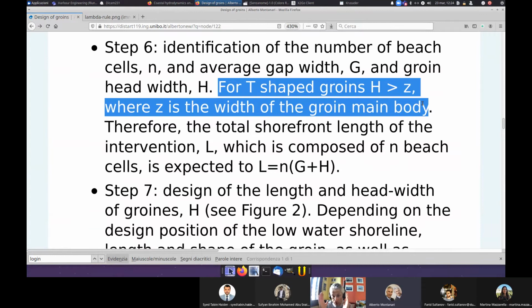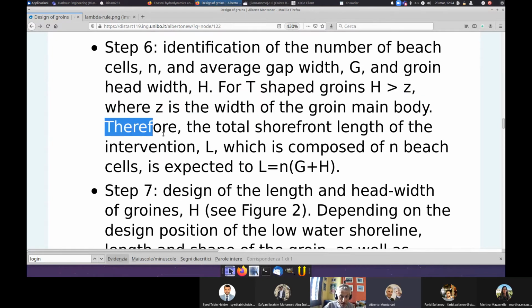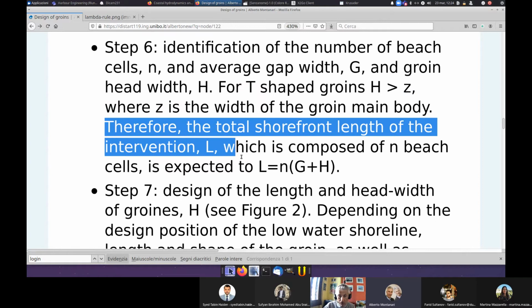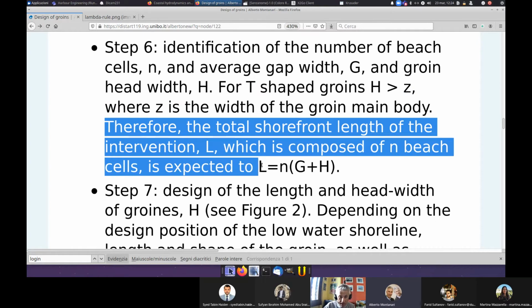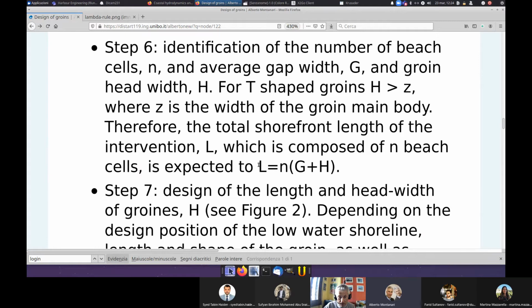If you have a rectilinear groin, H is the same as Z. Therefore, the total shore front length of the intervention, L, which is composed by N beach cells, is expected to be L equal to N times G plus H.